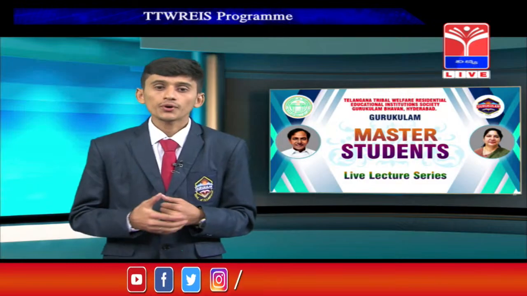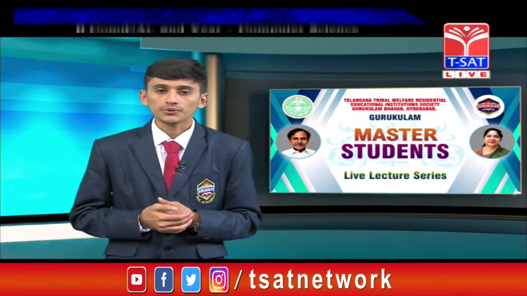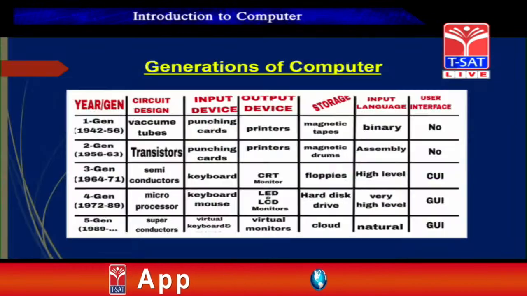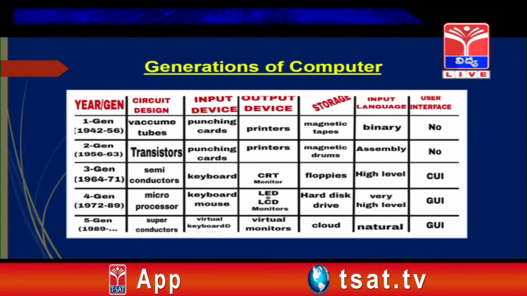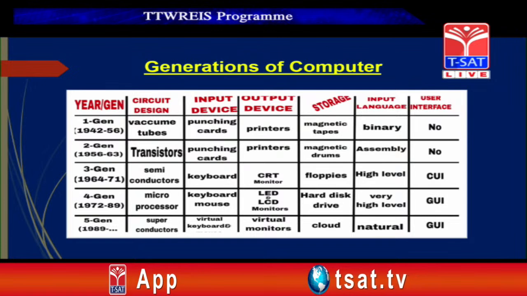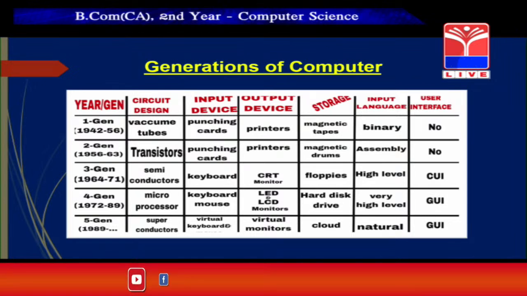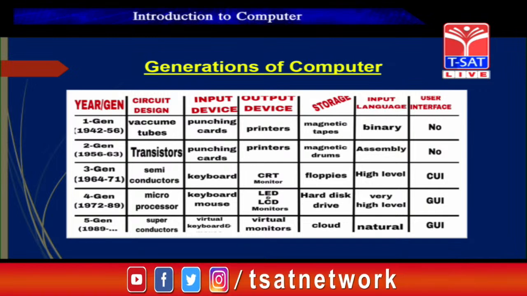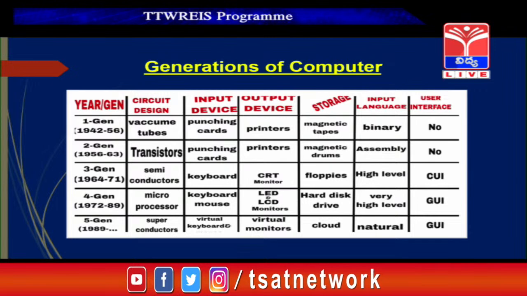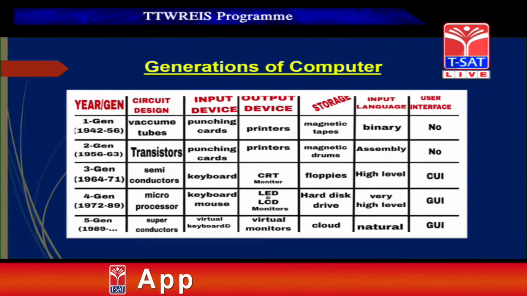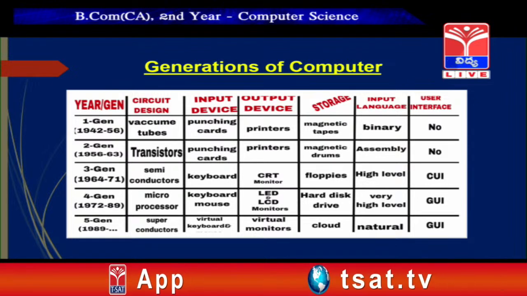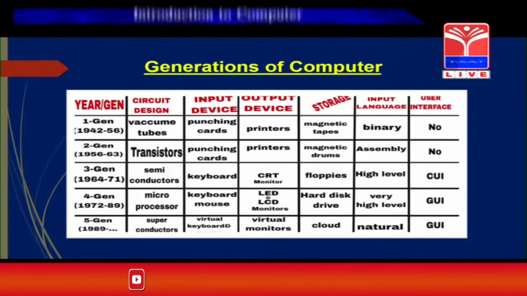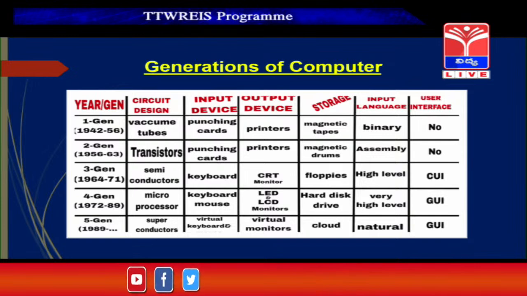Coming to the next point, the generations of computers. Generations of computers means, friends, the generations are classified into 5. The first generation was from the year 1942 to 56. In first generation computers, we used vacuum tubes as circuit design, punching cards as the input device, and printers as the output device.